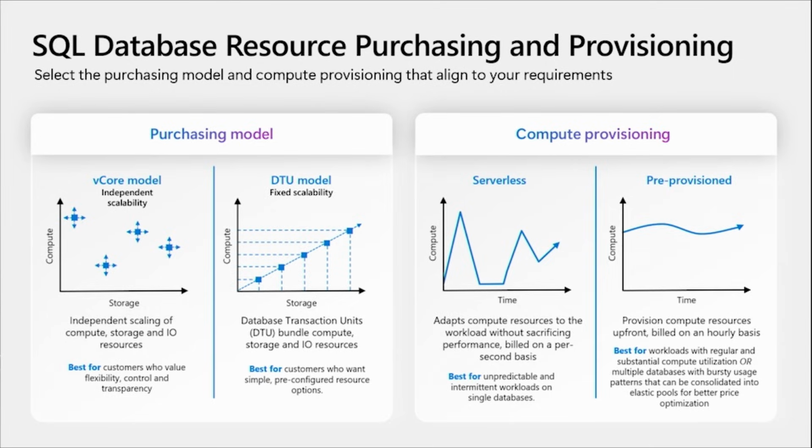The other option is pre-provisioned, where you just basically say, I need 2 vCores, 4 vCores, 8 vCores, or 128 vCores, and I need them always available, always on, so that whenever I connect to my database, they're there, right? So if you have workloads that have regular, substantial compute utilization, or if you have multiple databases that have bursty usage who are connected to that instance, then a pre-provisioned type of model is for you.